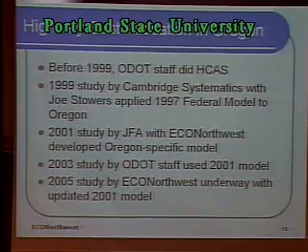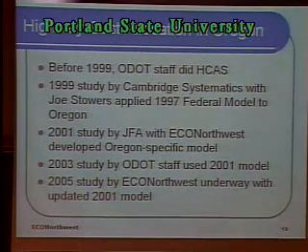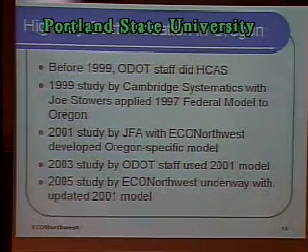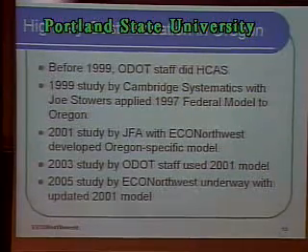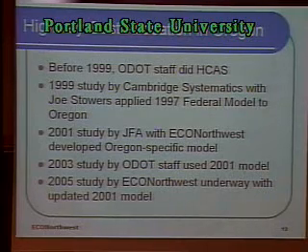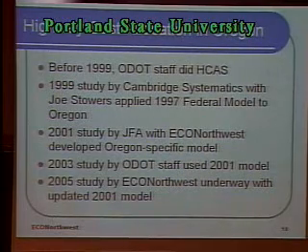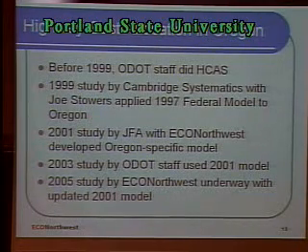Before 1999, the highway cost allocation studies were all performed by ODOT staff. In 1999, the 1999 study, which was actually conducted in 1998 before the constitutional requirement, was done by Cambridge Systematics with Joe Stowers. And Joe Stowers was the principal investigator for the federal highway cost allocation study in 1997. They applied the 1997 federal model to Oregon, and with that brought a number of improvements over the way highway cost allocation had been done in the past in Oregon.